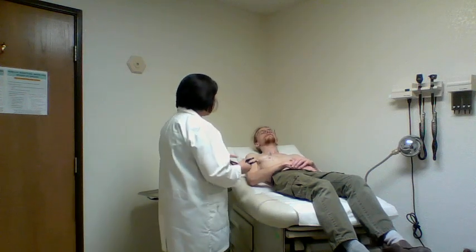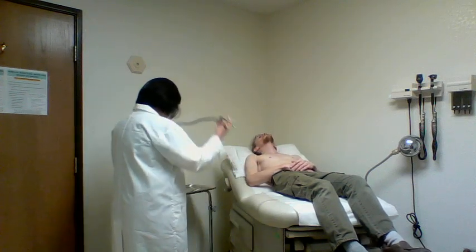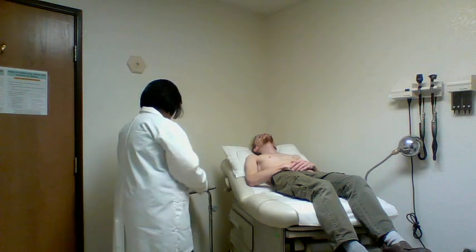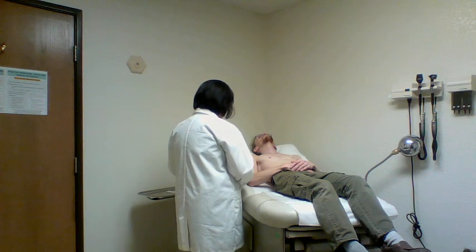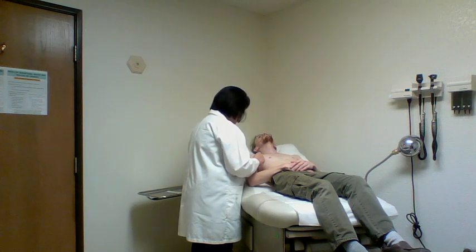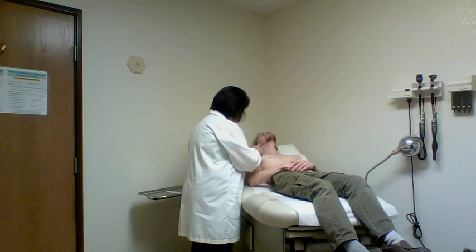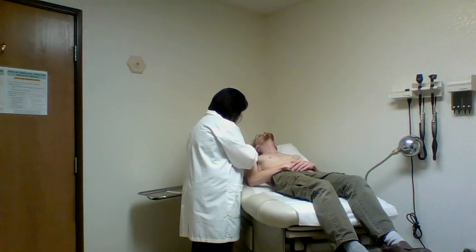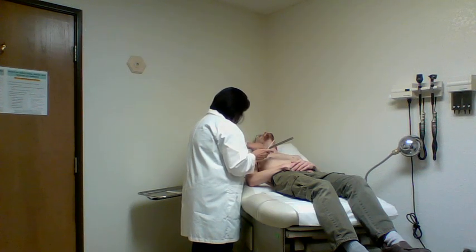Okay, so we'll first measure the jugular venous pressure. So first identify the pulsation. And if you cannot see it, you can shine a light on this area. But I see it over here.